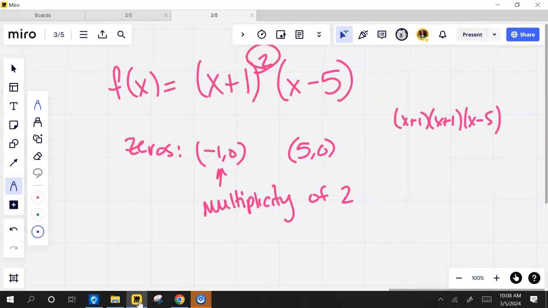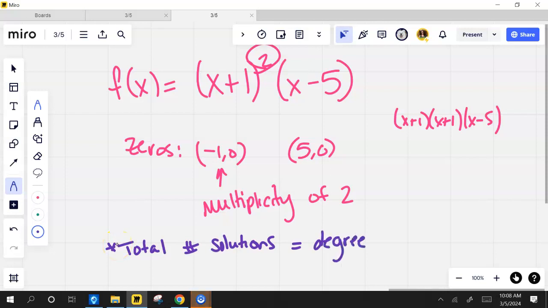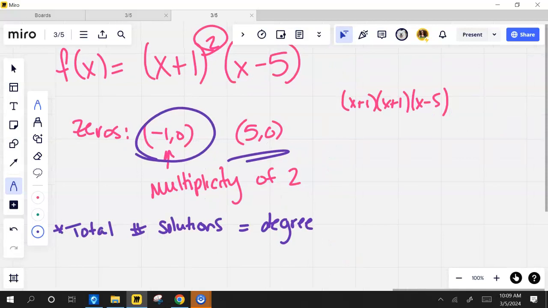Your total number of solutions, or zeros, should equal the degree of the polynomial. So if I have a degree of 3, if I have a cubic, I should get 3 answers. But those 3 answers include repeated solutions. So if you look, this one's happening twice, so there's 2 solutions. This one's only happening once. Does that make sense? Okay. Why is this important? This is important because multiplicity tells us a lot about the graph, okay?